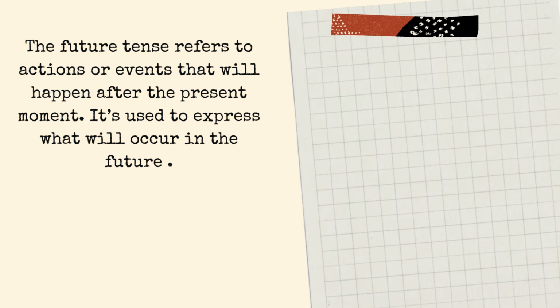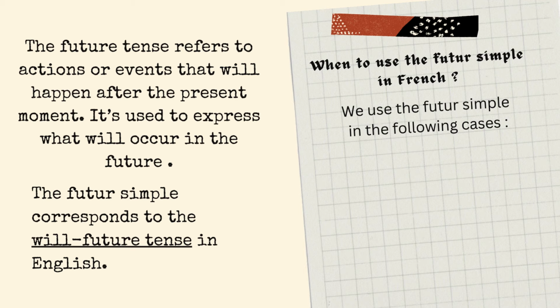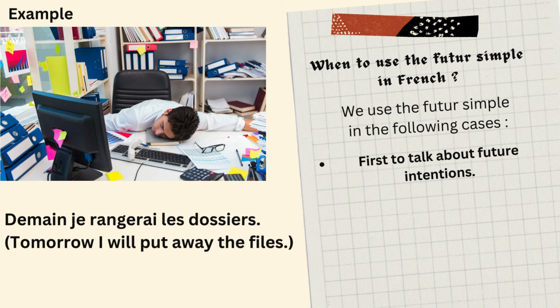The future tense refers to actions or events that will happen after the present moment. It's used to express what will occur in the future. The Futur simple corresponds to the "will" future tense in English. We use the Futur simple in the following cases. First, to talk about future intentions. Example: Demain je rangerai les dossiers. Tomorrow I will put away the files.